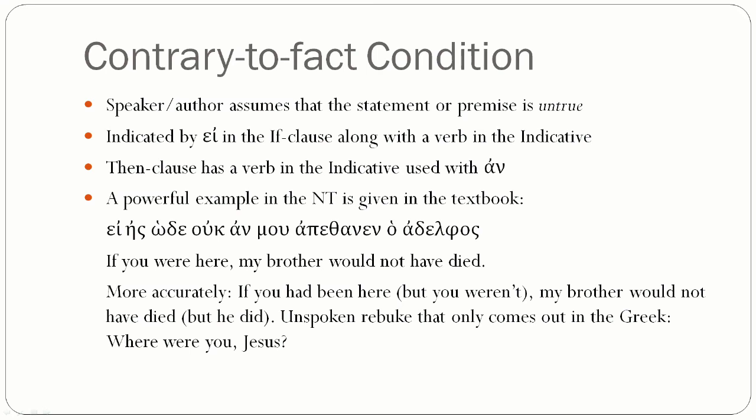But in the Greek, if you look at this, you have ei with the indicative mood there. Es is your indicative mood verb. It's the past tense of to be. Okay, if you were here. Then the then clause starts at the ouk. Okay, ouk an mou apethanen. My brother would not have died. And there's an example of this an not being translated, but it turns this from my brother did not die to, with the an there, my brother would not have died. And only in the Greek do you get this.